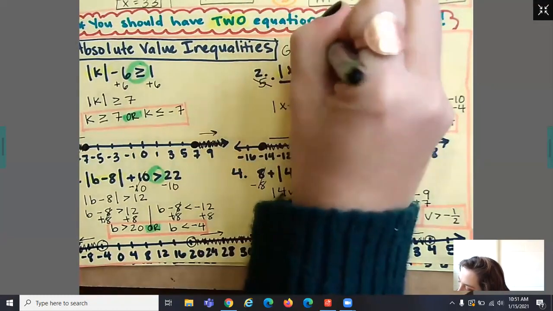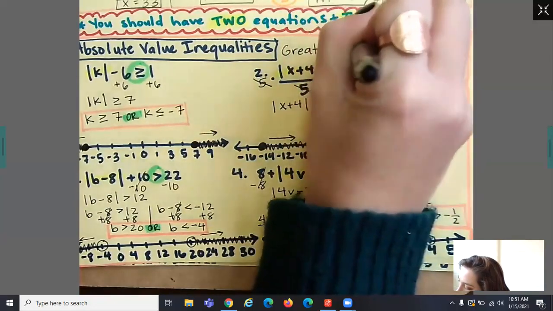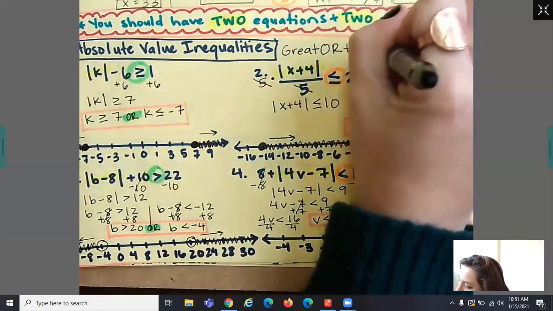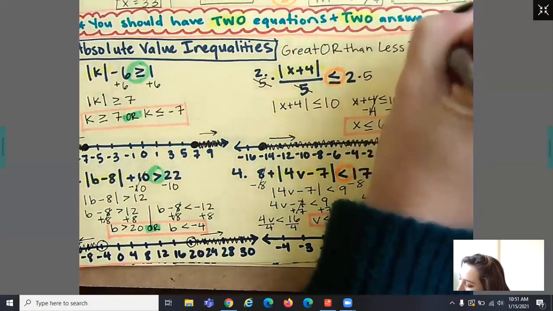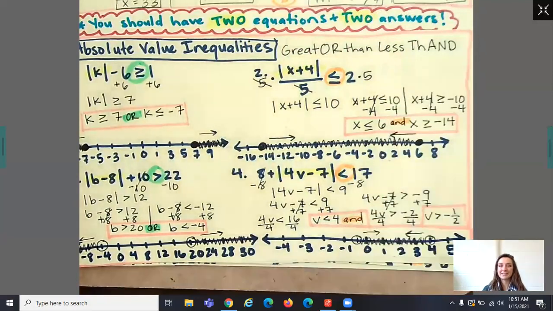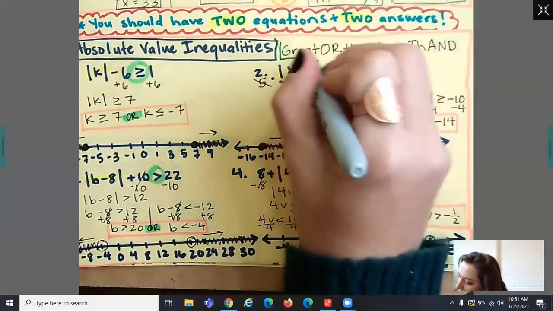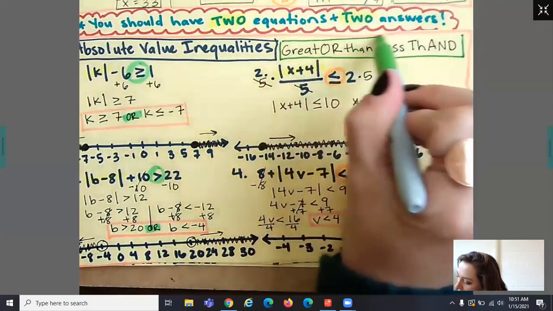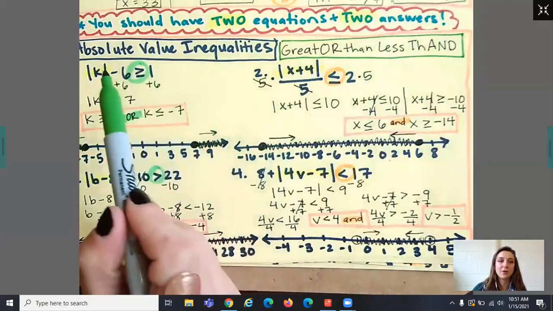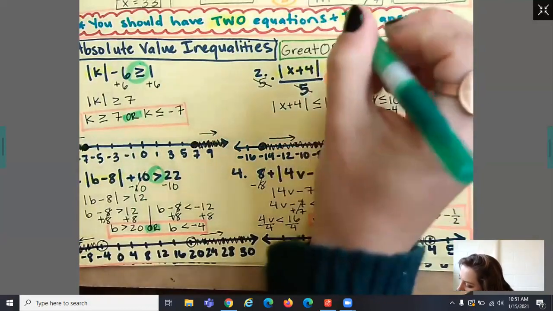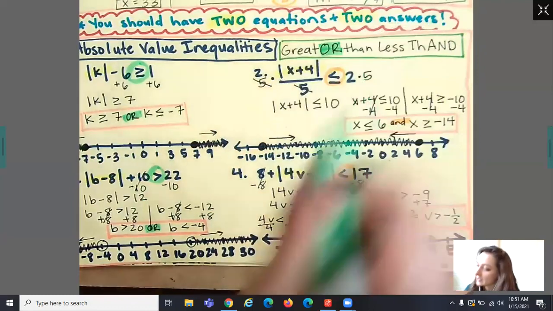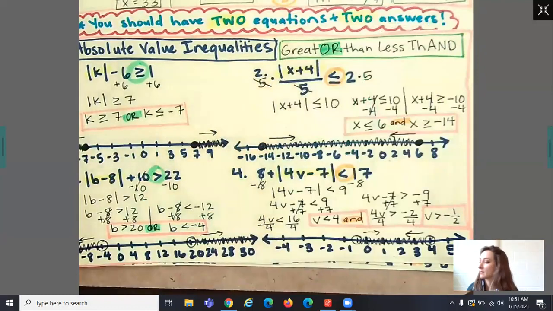Greater than is or, and less than is and. A little bit weird, but that does work if you're looking at the absolute value sign. Just make sure that you're looking at the absolute value and not at where the sign is pointing. My absolute value could be on this side, so just pay attention to that. With my greater than, that was my green highlight, and my less than was my orange.